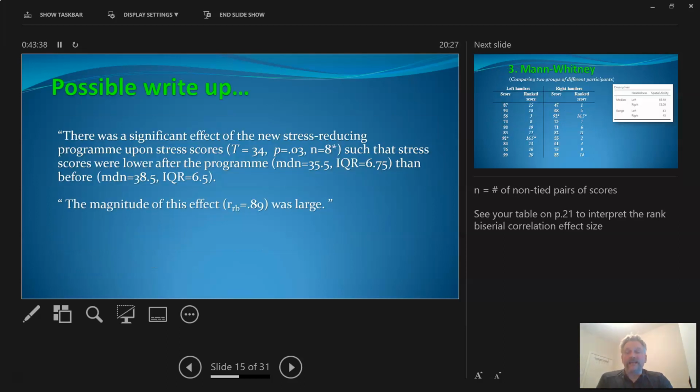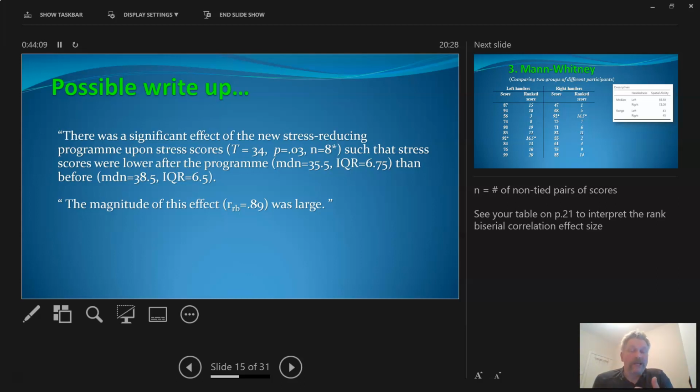So again, as a suggestion to write this up, we could say there was a significant effect of the new stress reducing program upon stress scores. And again, I've got the statistical evidence here just to back that up, such that stress scores were lower after the program. And again, because we're reporting non-parametric statistics, the convention is to report the median and IQR rather than the mean and standard deviations.